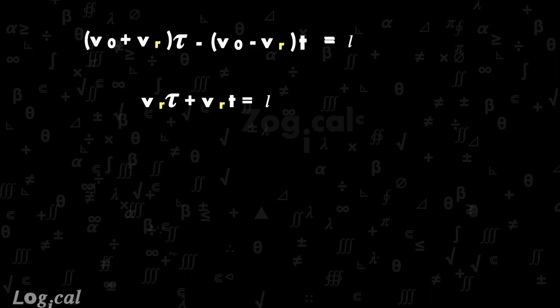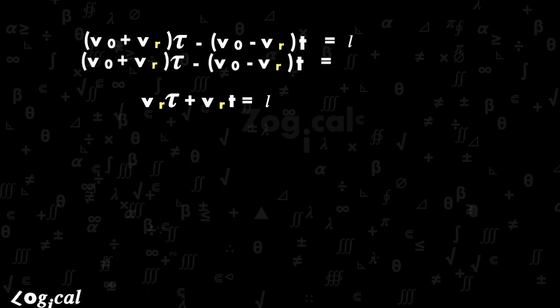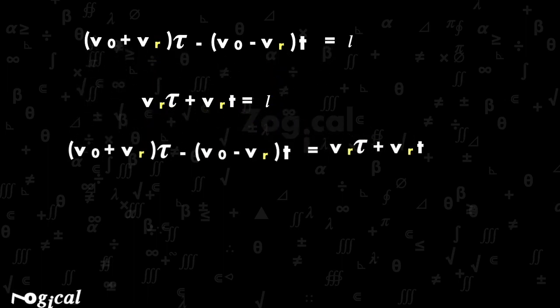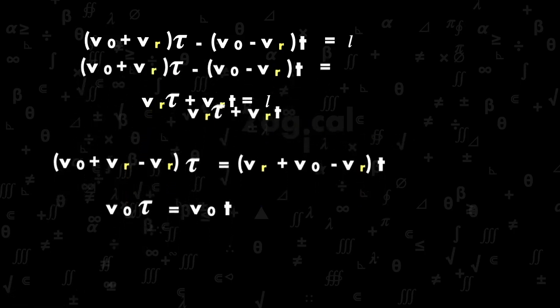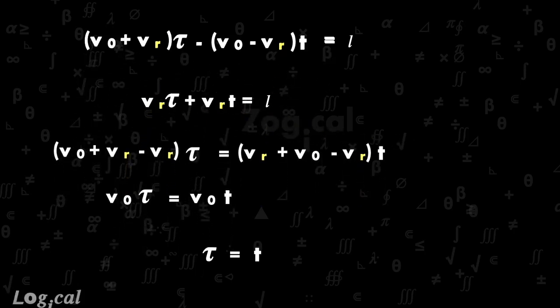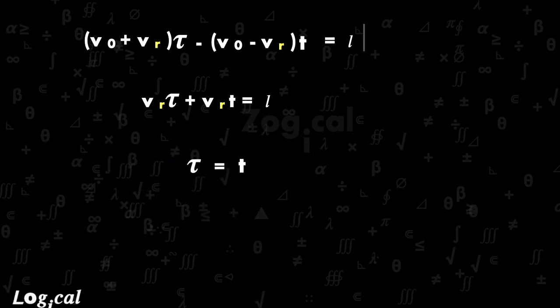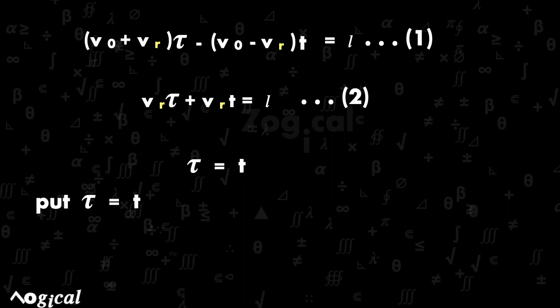Here you can see the right sides of both equations are the same. Then you can equate the left sides of both equations. After simplification, we have (V0 plus Vr) minus Vr into tau is equal to (Vr plus V0 minus Vr) into t. After cancellation, V0 tau is equal to V0 t, then tau is equal to t. Let this be equation 1 and this be equation 2. Put tau is equal to t in equation number 2.